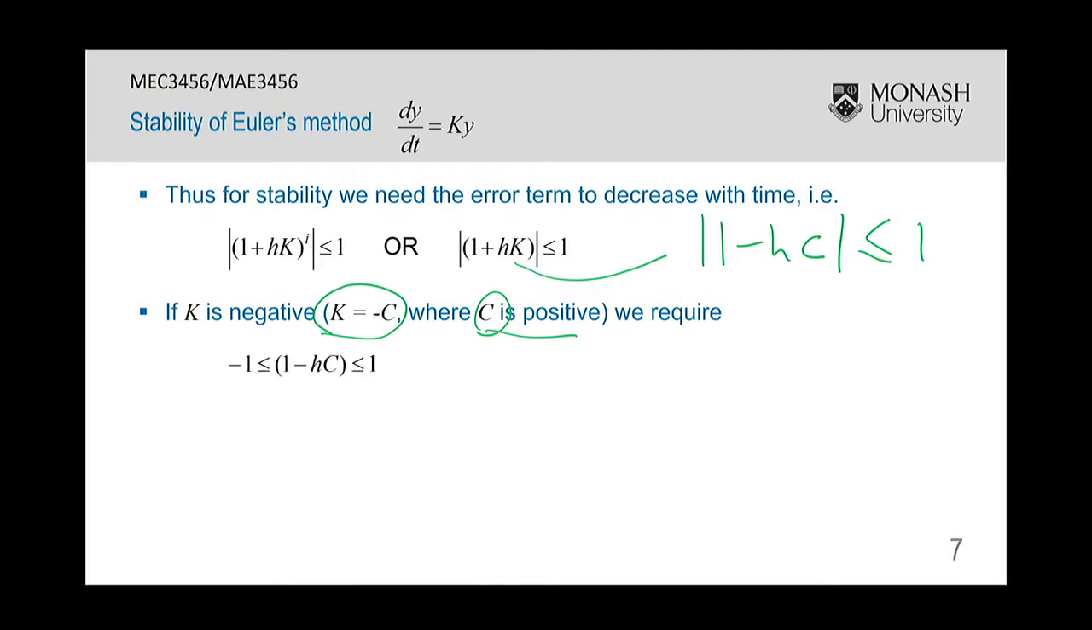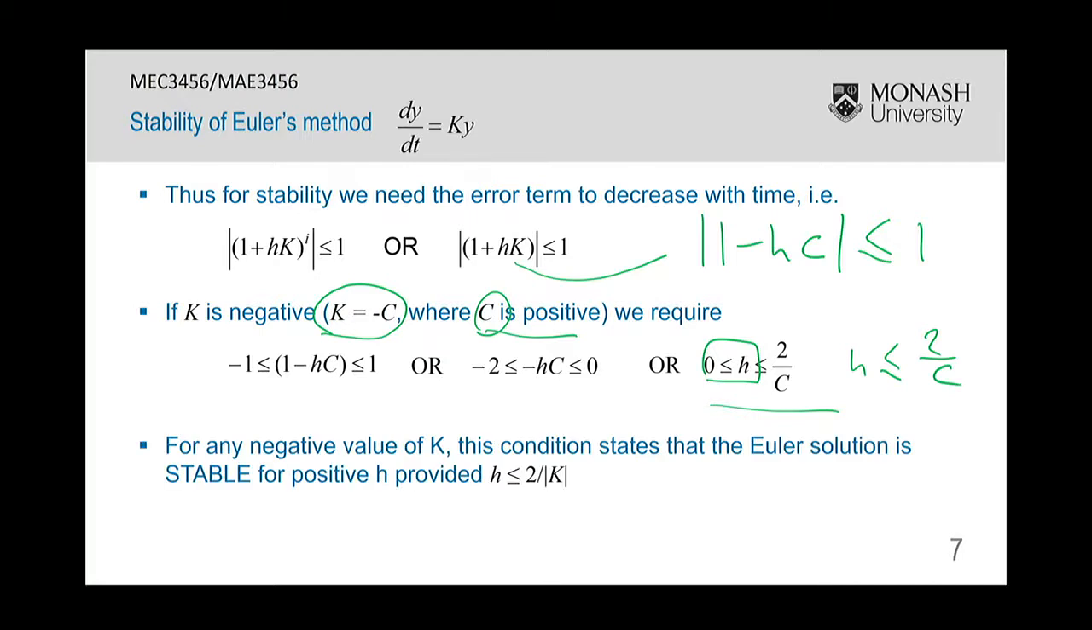So this then gives us negative 1 is less than or equal to 1 minus hc is less than or equal to 1. Again, we subtract 1 from both sides. We divide through by c, and we just swap things around a little bit, and it's very easy to show that 0 is less than or equal to h is less than or equal to 2 on c. So h being greater than 0, not a problem. But we also need h to be less than or equal to 2 on c.